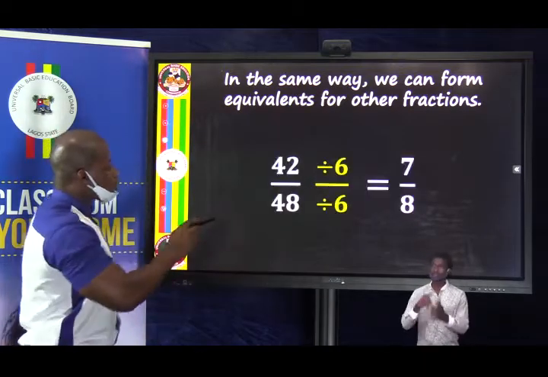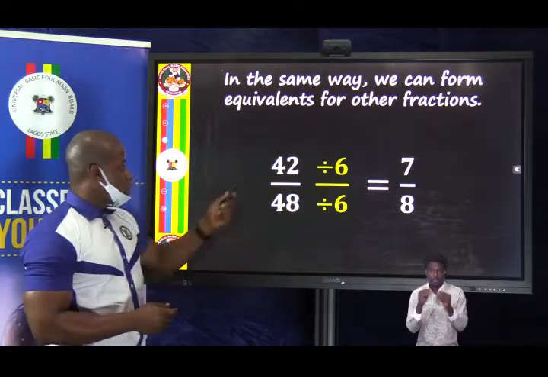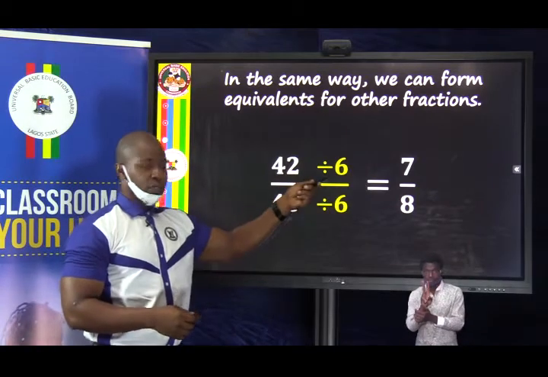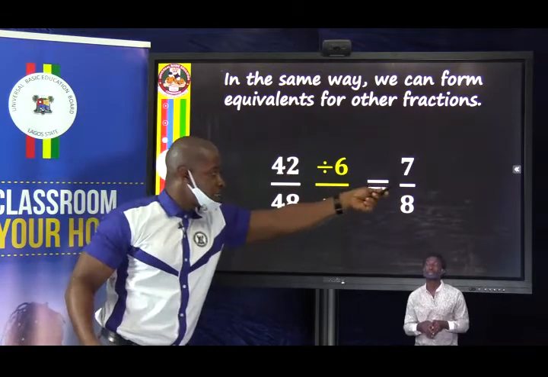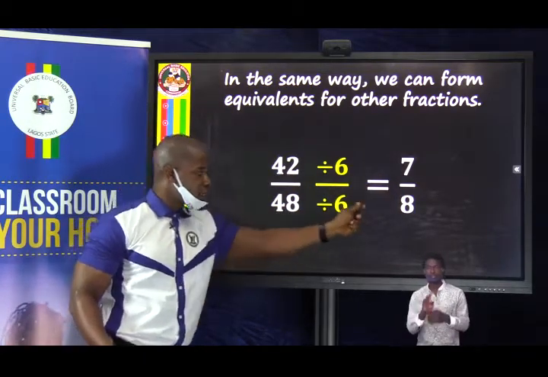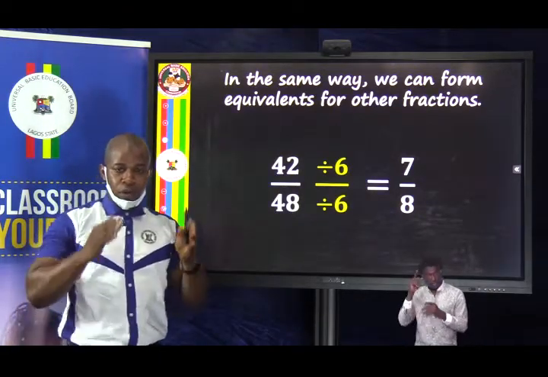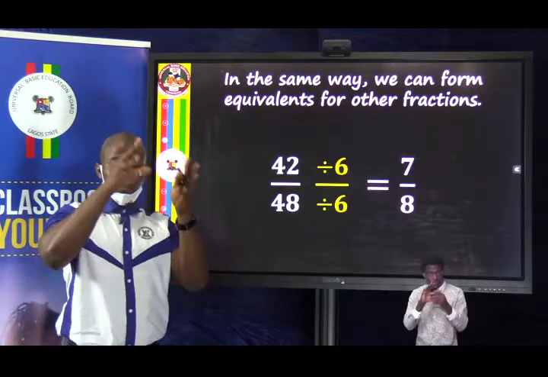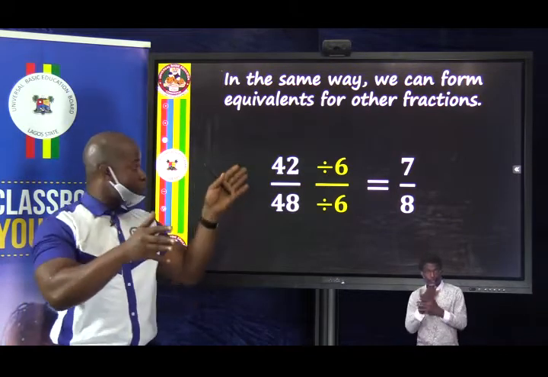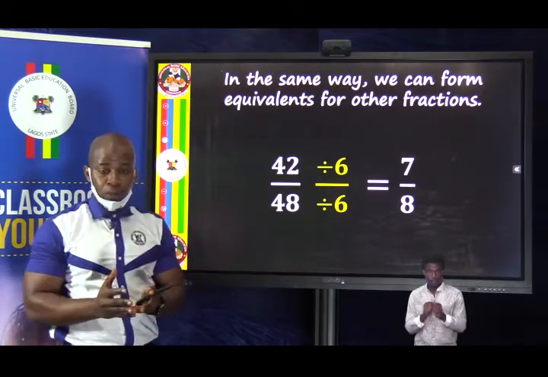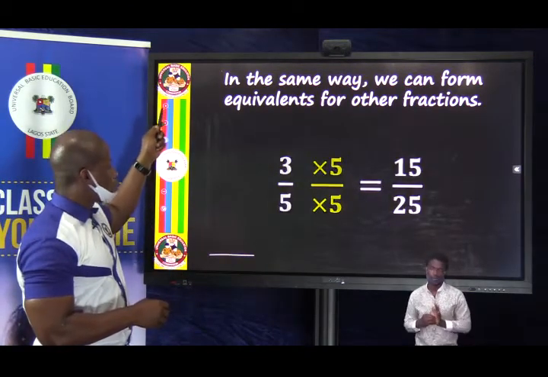Let's check out another one. Now, this one shows that it's not only multiplication that we can use to form equivalent fractions. Here, I'm dividing 42 by 6. And I have to divide the number below by 6 as well. So 42 divided by 6 will give me 7. 48 divided by 6 will give me 8. Equivalent fractions. So the principle is the same. If you want to form equivalent fractions, multiply the top with the same number as you multiply the bottom. Or divide the top with the same number that you will divide the bottom with. Now, you should be ready for some work of your own.